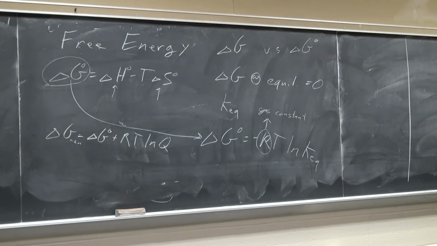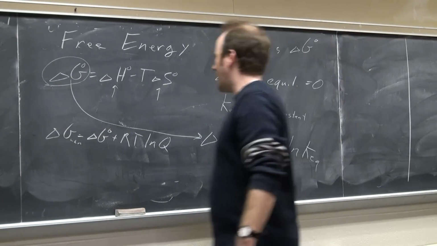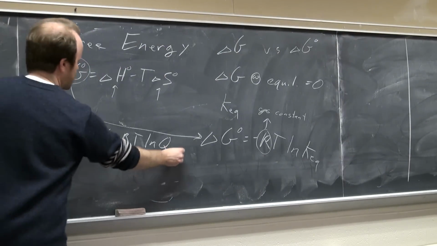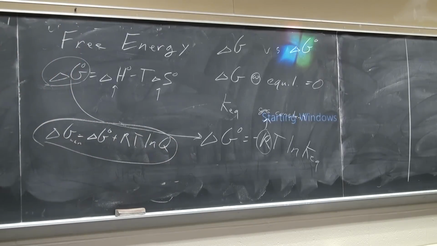What's going on? There we go. Okay, so anyway, why do we have two delta G's going on here? What's delta G0?